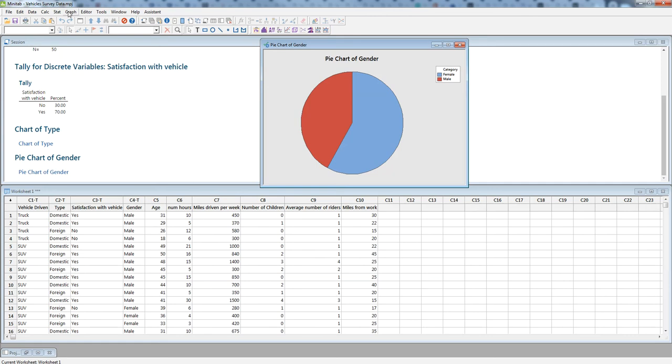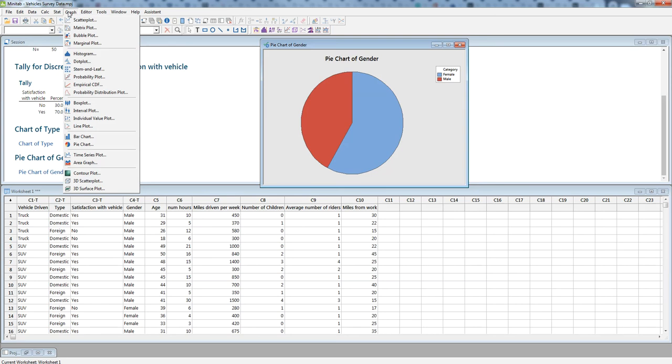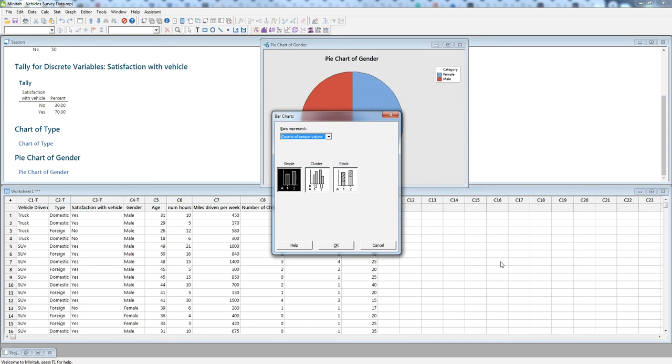Let's create a more interesting chart. So you might be interested in whether or not gender has an effect on what type of vehicle you are likely to buy. Like, do more men buy domestic cars than foreigns? Let's find out. And we're going to do that by clustering. No, let's not cluster. Let's stack. Wait, this is the one you can't do on Minitab Express. I'm going to do it anyway.